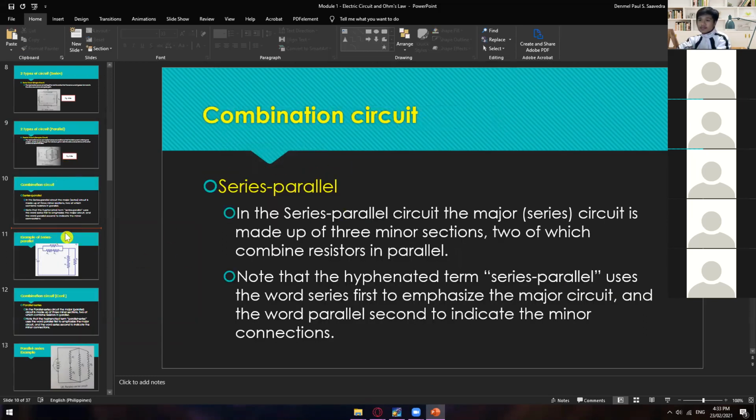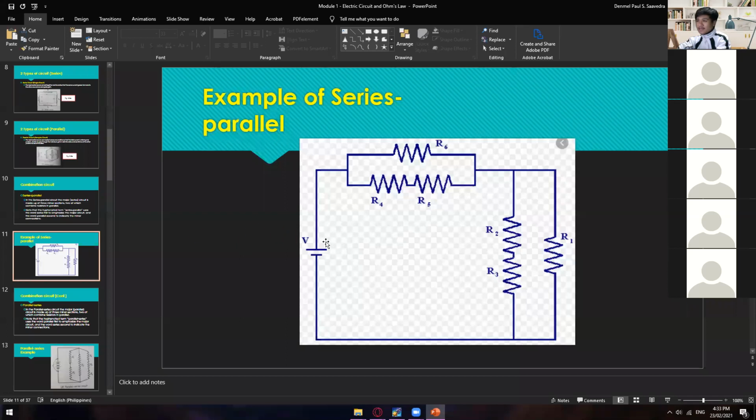Okay, so here is the example of the series parallel. We have a series connection here, R4 and R5 in series with each other, and once you combine them, they are now parallel with each other. And then R2 and R3 are also in series connection, and then your volts here. So as you guys can see, we only have two parts for your parallels. We have more series connections in this example.